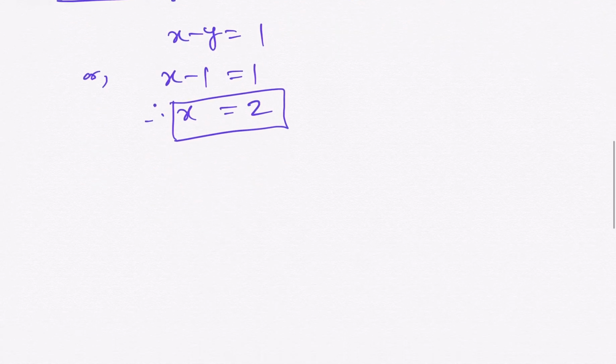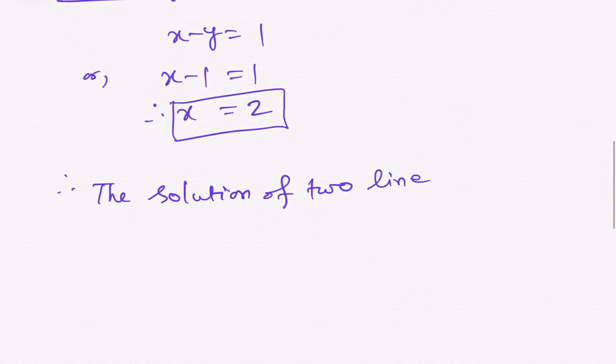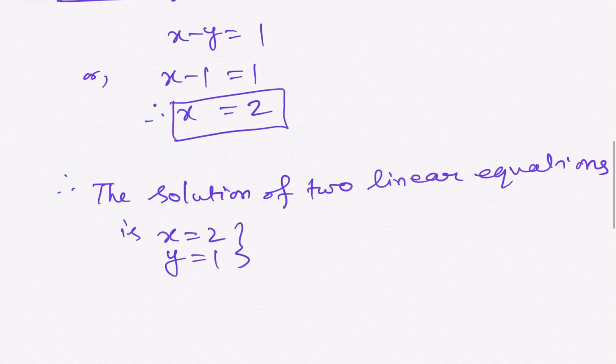So now our final solution of the two linear equations is x equals 2 and y equals 1. This is our final answer.